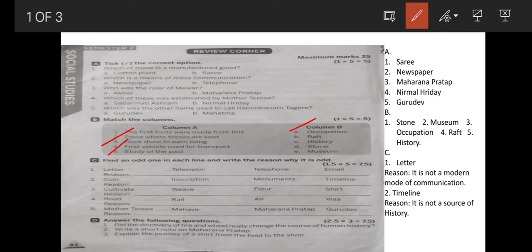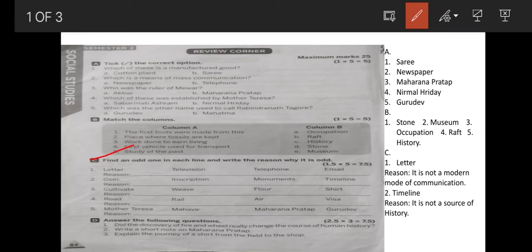4. First vehicle used for transport. Which was the first vehicle used for transport by the early humans? Raft. They made raft from wood to cross rivers, to travel through water. 5. Study of the past. It is called history. What do you mean by history? History is the study of the past.